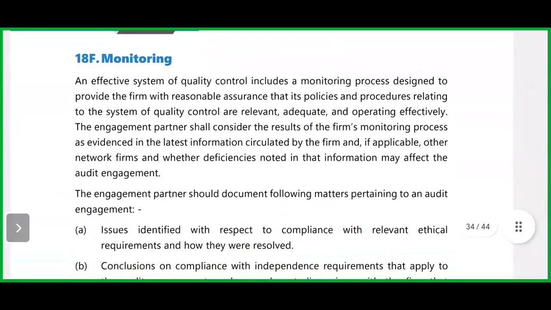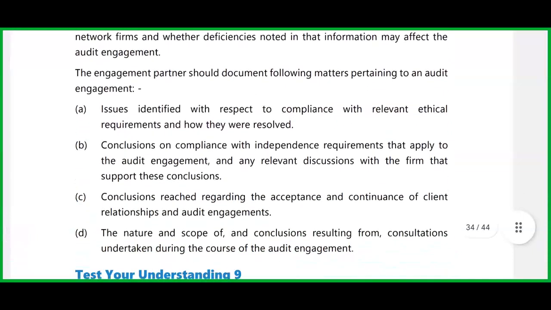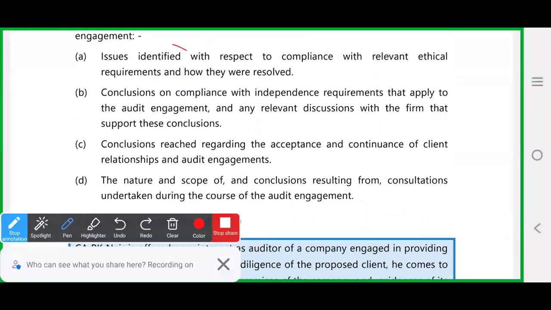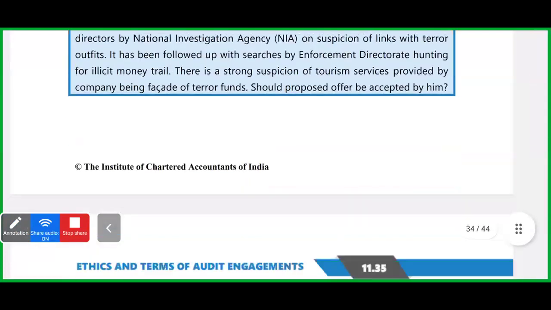Last is monitoring. It should be monitored that the process designed is helping them with reasonable assurance. So the engagement partner should document these things; if he is having any issues regarding the compliance, that should be documented. Conclusions on compliance should be documented. Conclusions reached regarding acceptance and continuance of client and the nature and scope of work, resulting from the undertaking course of audit, should also be documented and highlighted here.